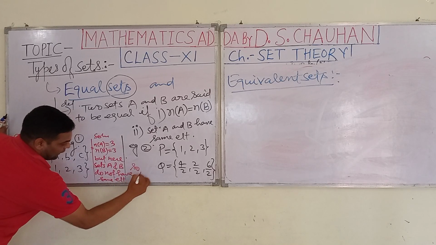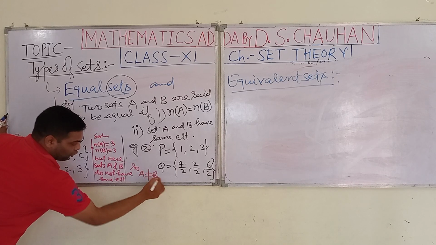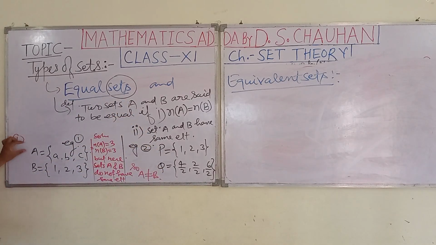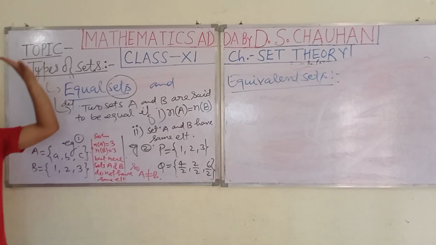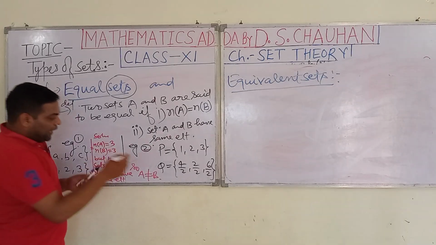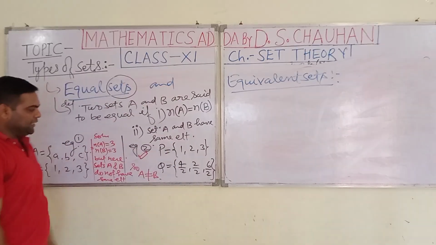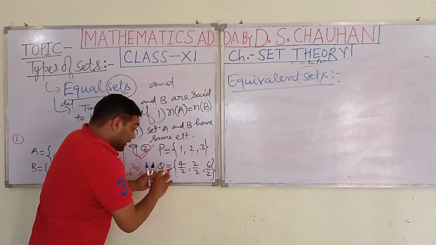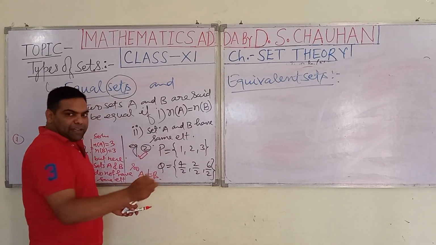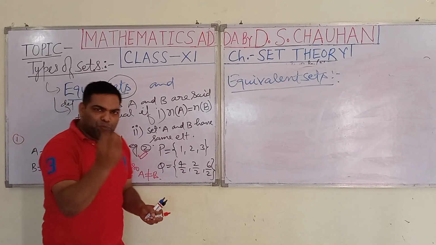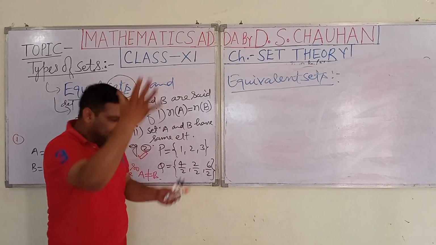But here sets A and B do not have the same elements, so A is not equal to B. Here set A and set B are not equal.